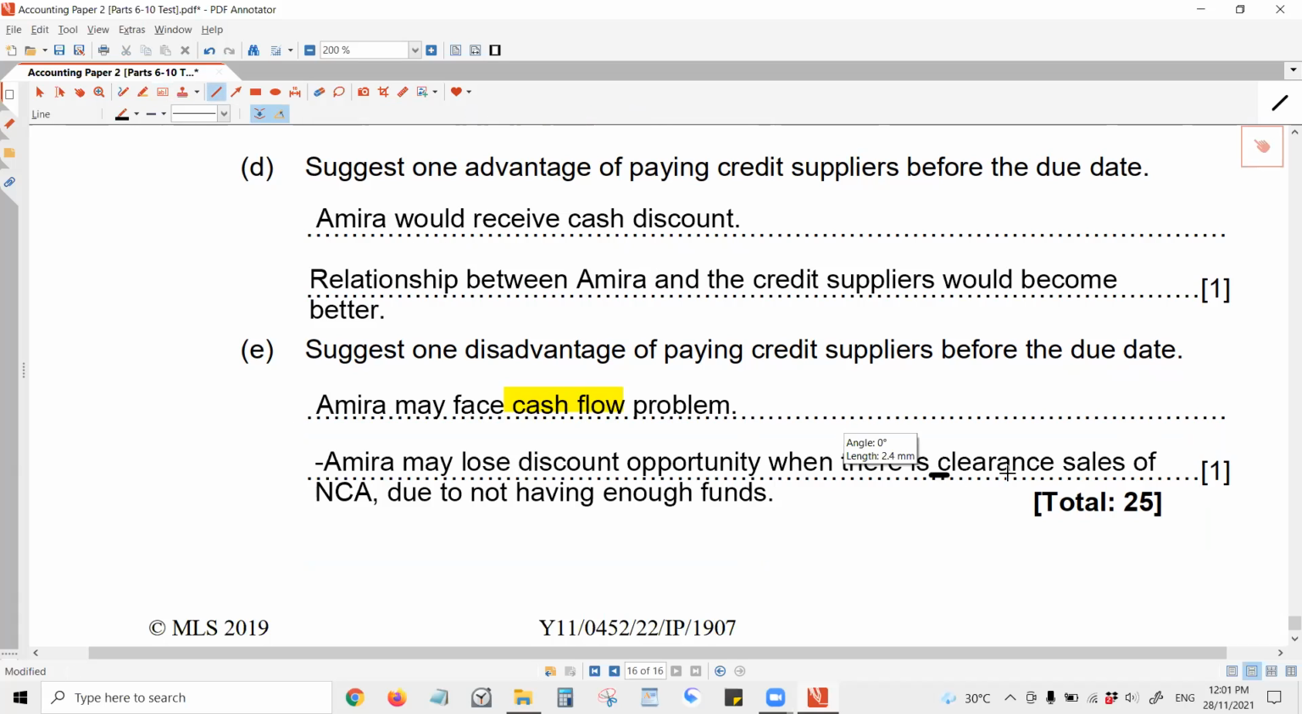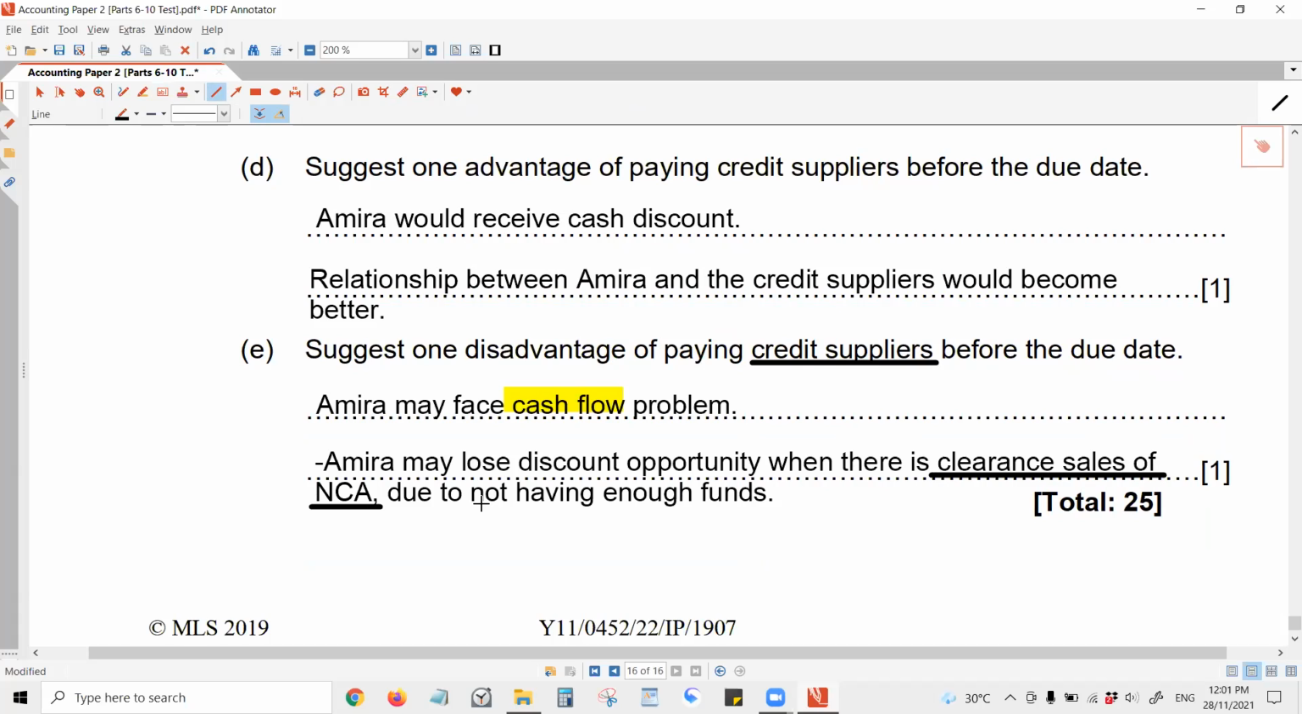No. Here is about the clearance sales. I'm not talking about the suppliers right now. I'm trying to link these two situations together. Okay, clearance sales of NCA is somebody else who is selling NCA for clearance. So Amira has used the money to pay the credit suppliers, right?